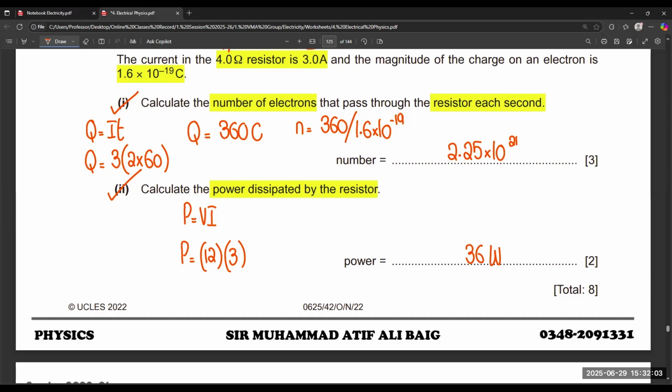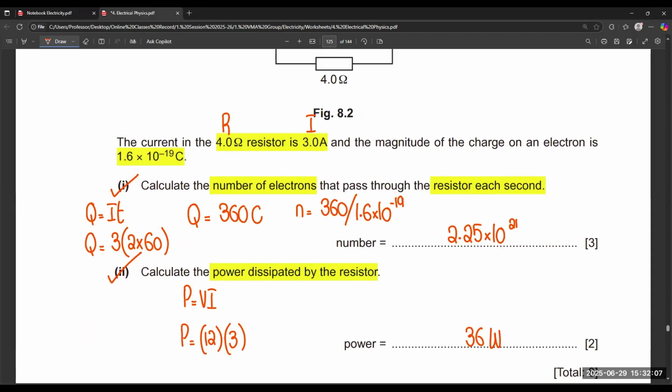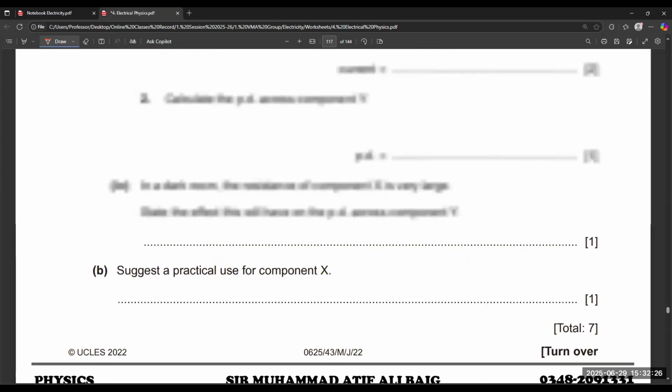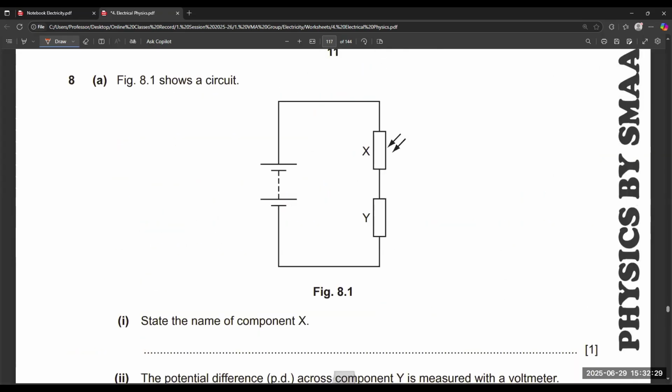So this is another question for 8 marks, just like the previous one. Okay, another circuit you can see, same like the pattern of potential divider. Again, we have question number 8 that shows a circuit and state the name of the component X. And this is the same component, just like the second last question we discussed. So the name of the component is LDR, light dependent resistor.